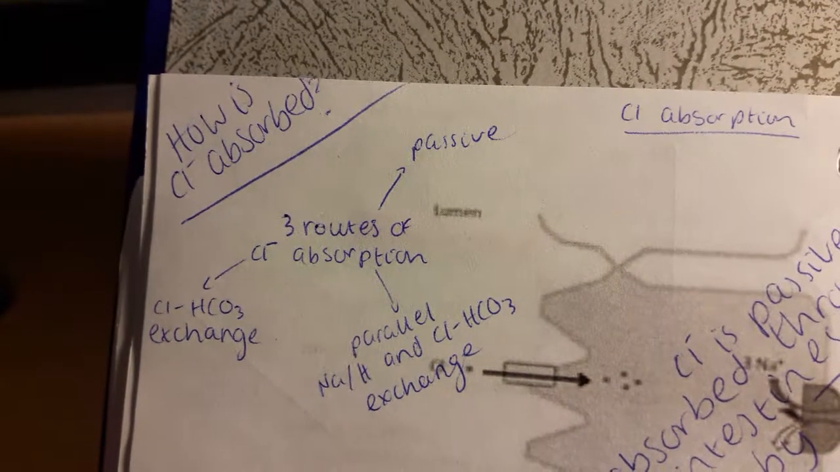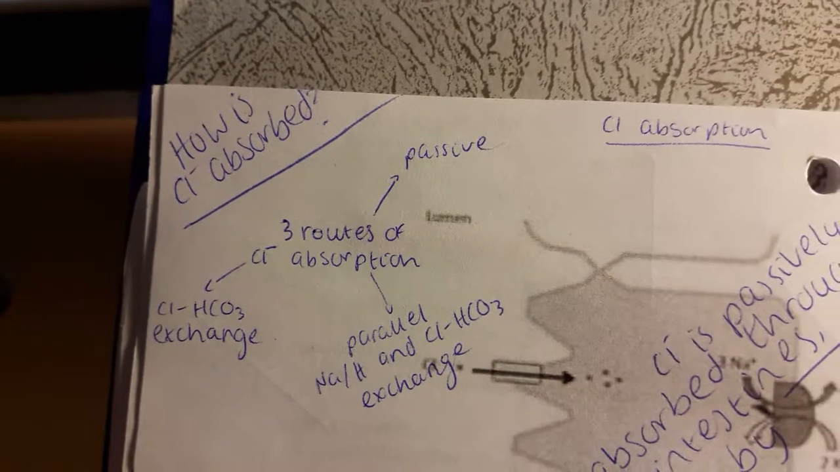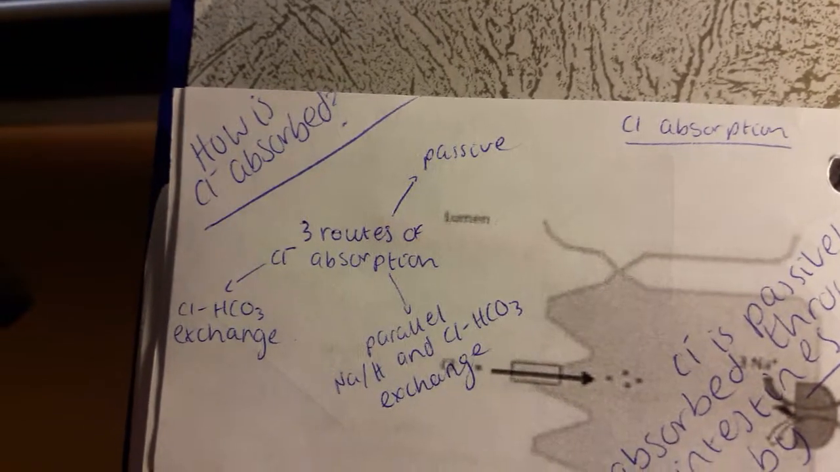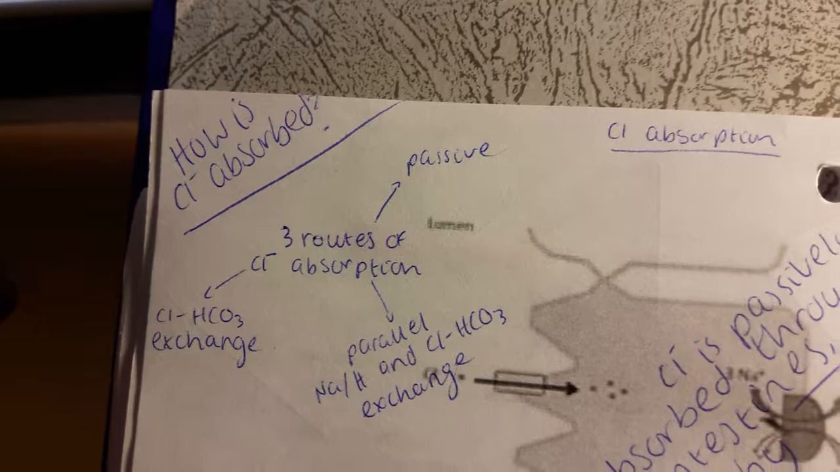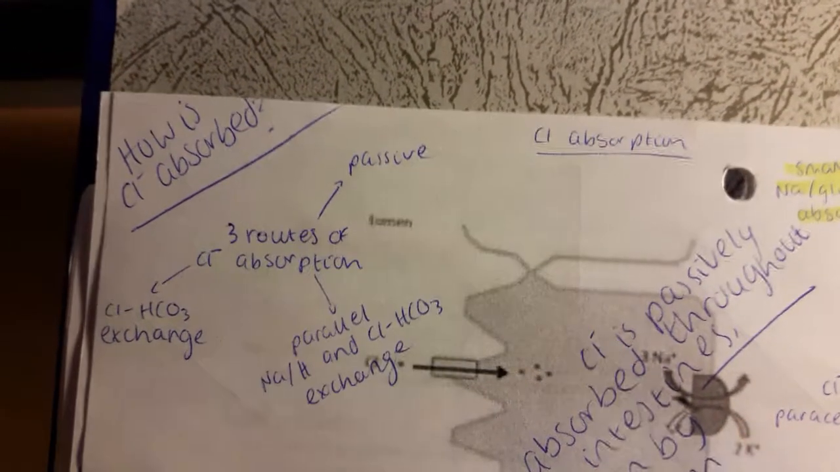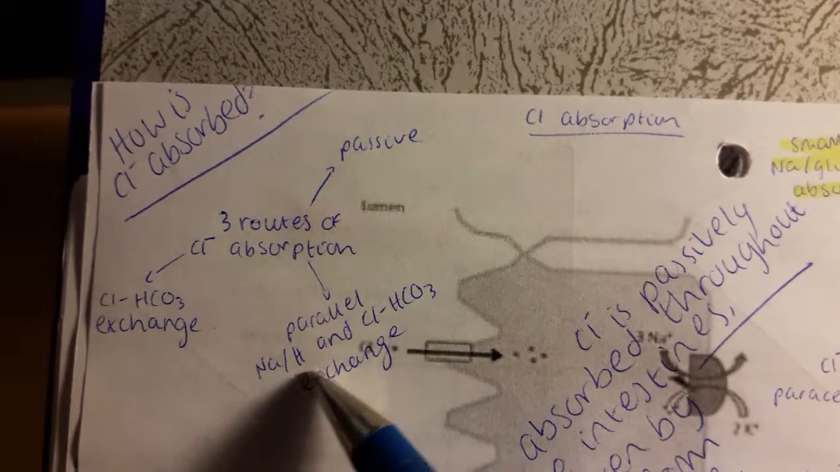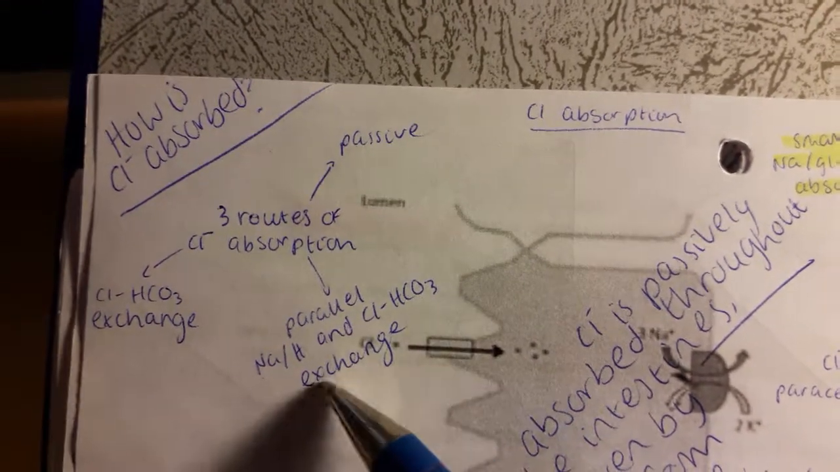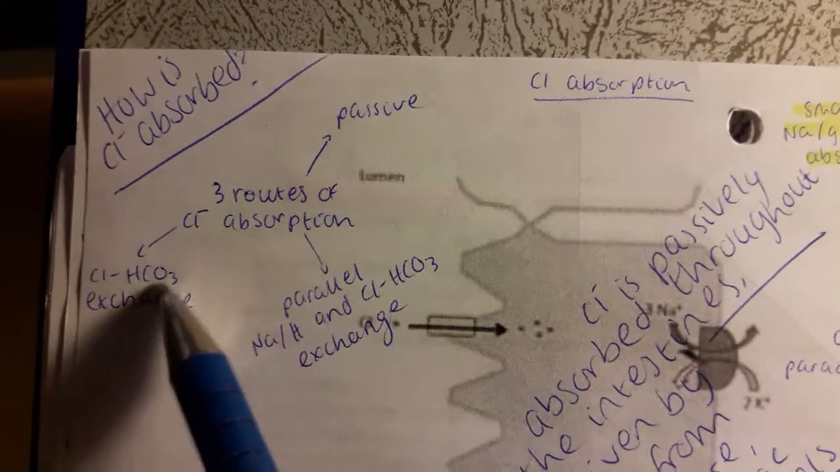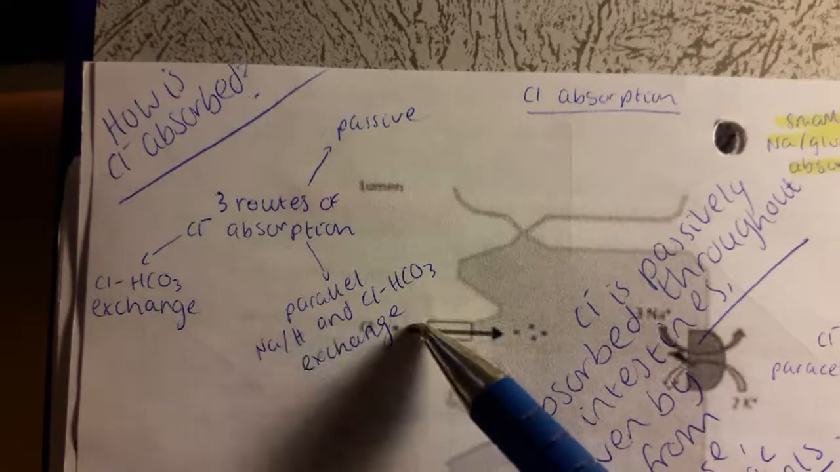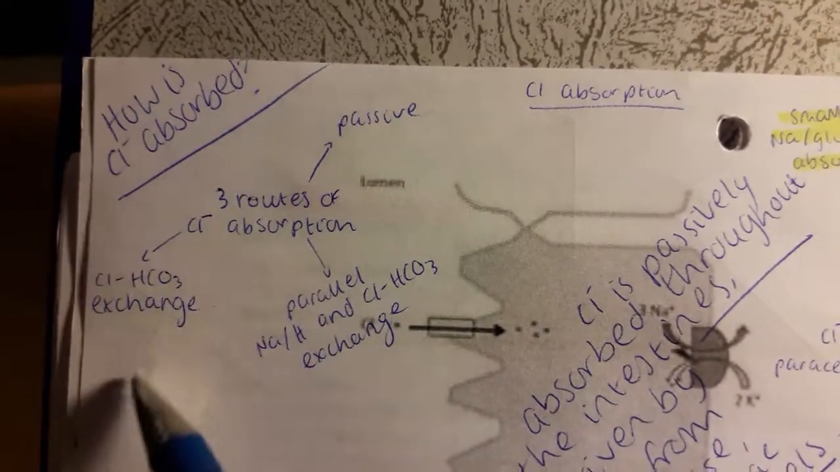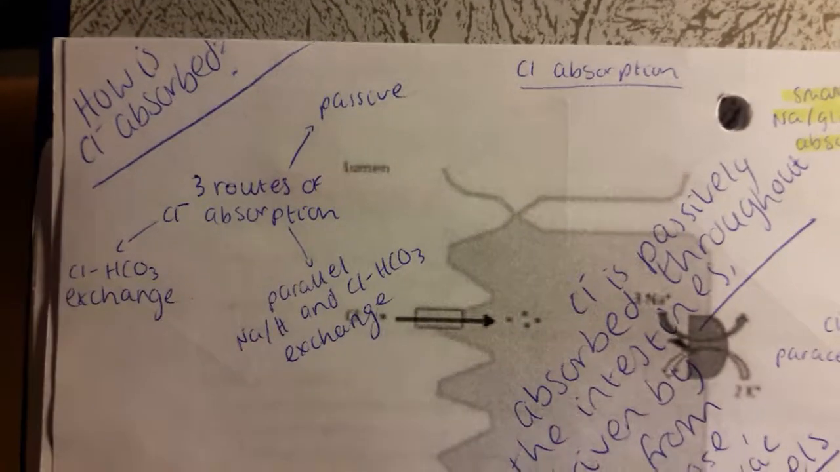So now moving on to chloride absorption. Chloride transport occurs throughout the small and large bowel and is very closely linked to sodium absorption because of the three routes of chloride absorption. It's either passive, through parallel sodium-hydrogen and chloride-bicarbonate exchange, just like the way that sodium is absorbed, or by chloride-bicarbonate exchange alone. So the first one's electroneutral because of the bicarbonate and proton being pumped out at the same time, and this one's not electroneutral. This is chloride-bicarbonate exchange.